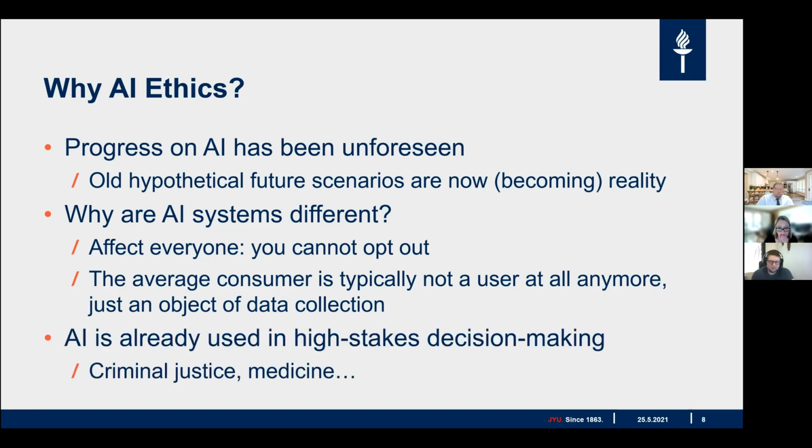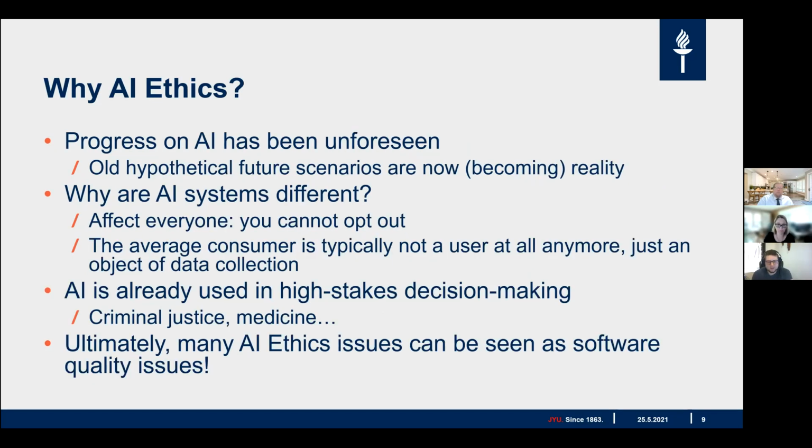And then, of course, AI is already being used in high-stakes decision-making. We have AI systems being used in criminal justice and medicine to make decisions that affect real people. It can be argued that humans also make mistakes, but with AI systems, when humans make mistakes, they also affect the system. So there are both the humans making mistakes and then the system making mistakes later. One key thing about why AI ethics is important is that many AI ethics issues can also be seen as software quality issues. This is really close to what is already being done out in the field. It's just a new point of view.